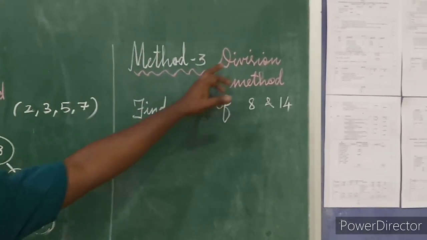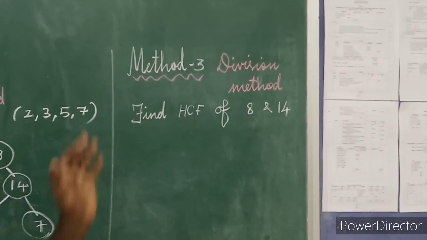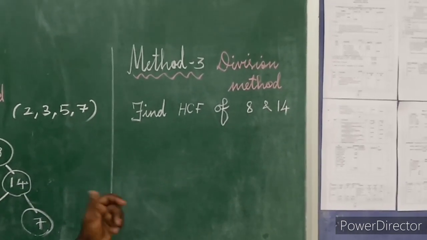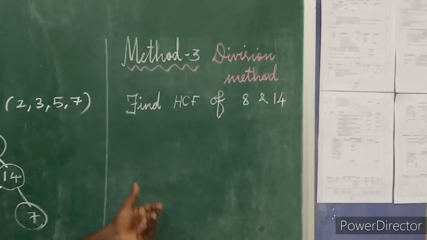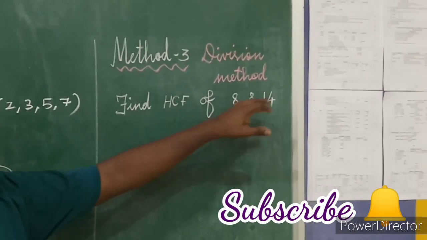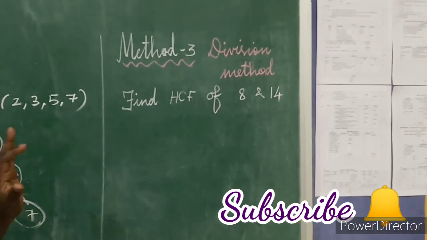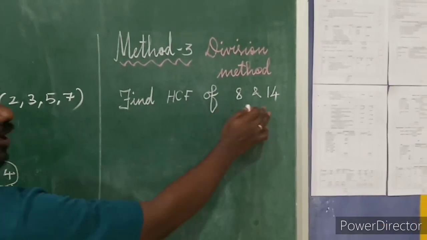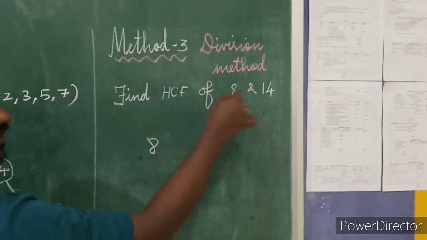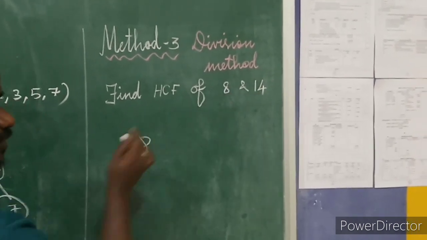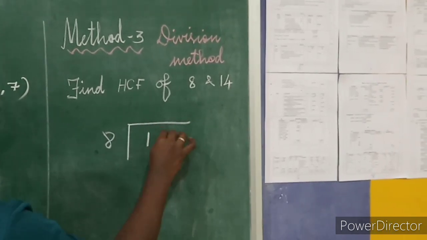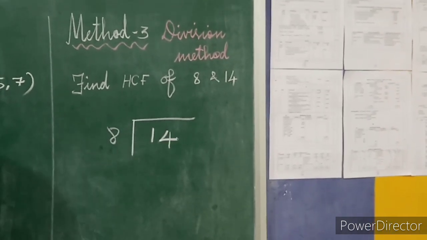Method 3, the division method. We are going to divide the given numbers in a slightly different way. It is also called the continuous division method. Let's see how to do this. Find the HCF of 8 and 14. Very simple. Keep the smaller number as the divisor, whichever is smaller. Keep the other one as the dividend. So 14 is the dividend and 8 is the divisor.